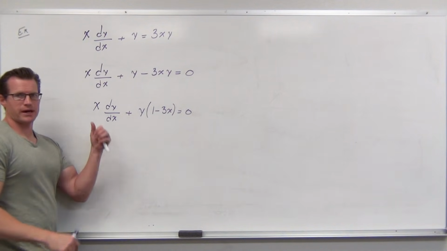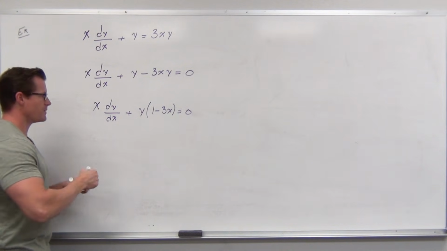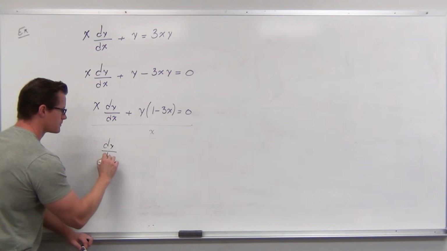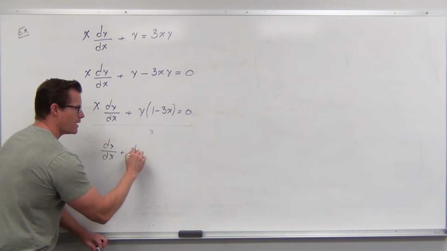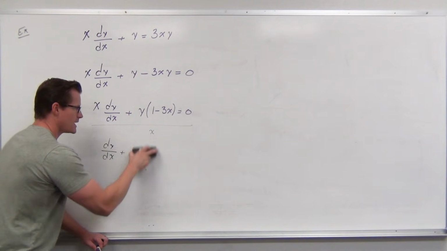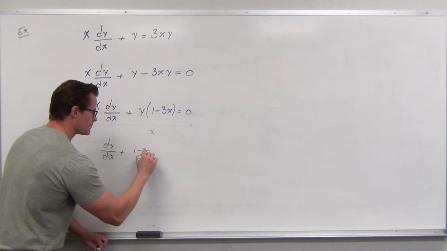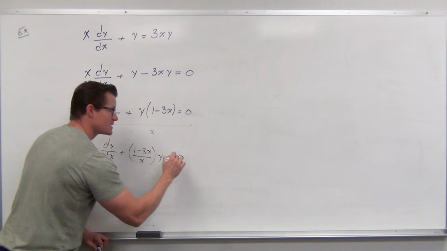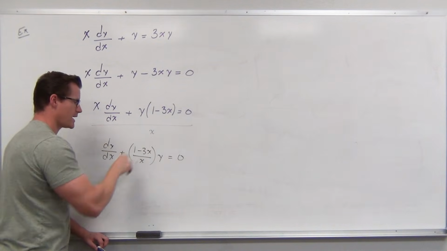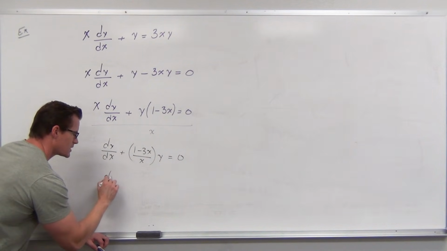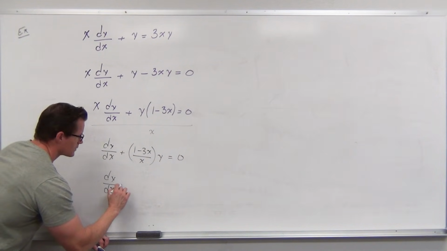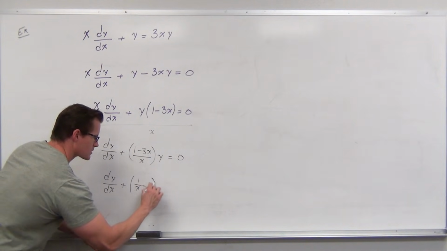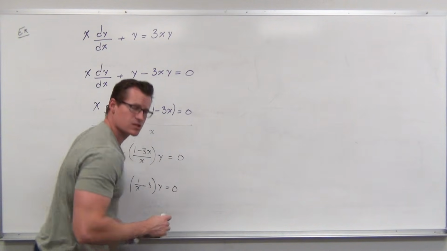And then you can divide everything by x. So when you divide by x, we get dy dx. We get 1 minus 3x over x. And we would still get 0. It's okay to divide 0 by x. Split that up just like the previous problem, and then you're going to be all set. So we would get 1 over x minus 3. It's going to look so similar to the last problem.